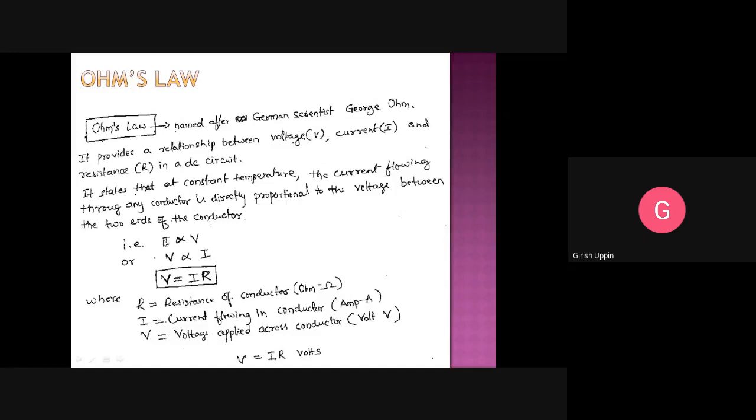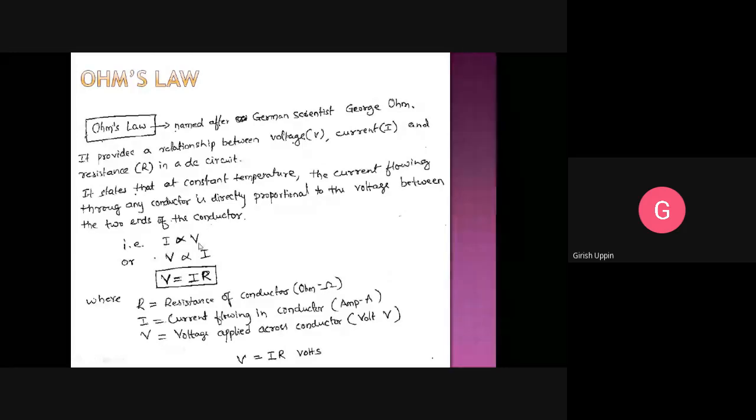So we have to say I is directly proportional to V. You have to remember that. You remember this mathematical relation, I proportional to V. That is Ohm's law. If you remember this formula, then you will remember Ohm's law. So if you remember I proportional to V, you start with: Ohm's law states that at constant temperature, current flowing in a conductor is directly proportional to the voltage that is applied across its ends.